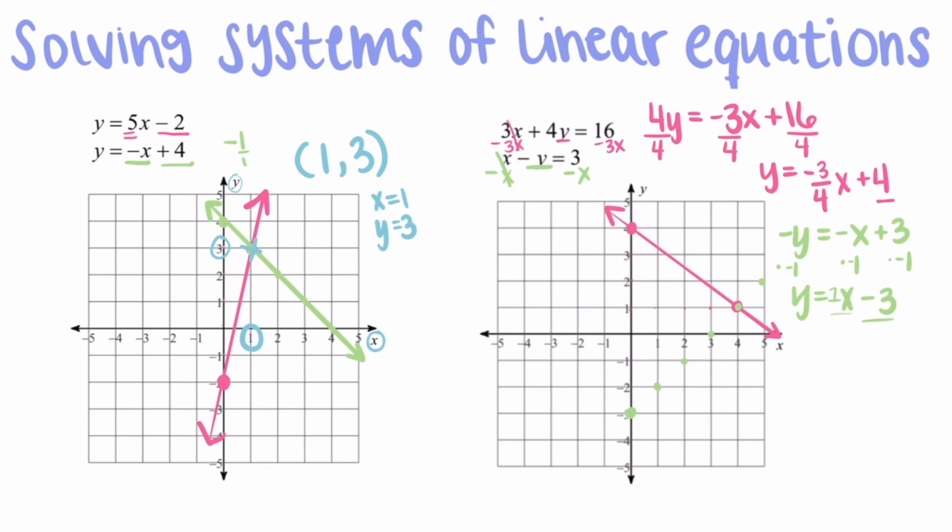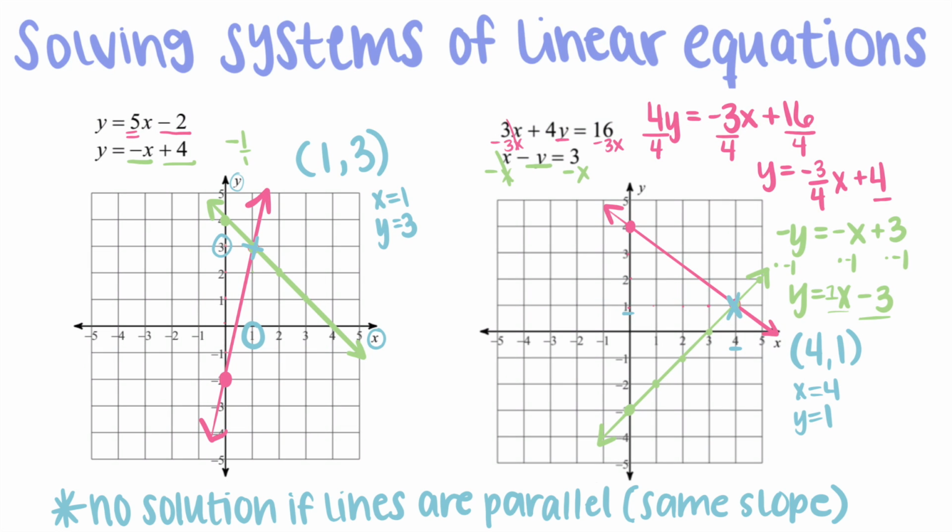Right, then you're going to find where they cross. That is going to be your solution, which in this example, it's looking like our x is at a +4 and our y is at a +1. And if you have two lines with the same slope, they'll end up being parallel and never crossing, so they do not have a solution.